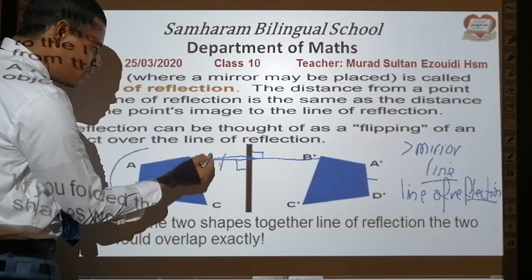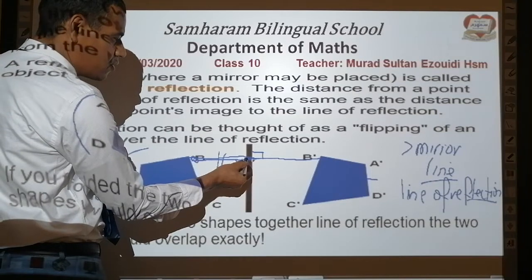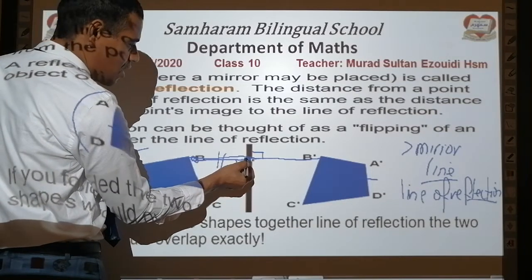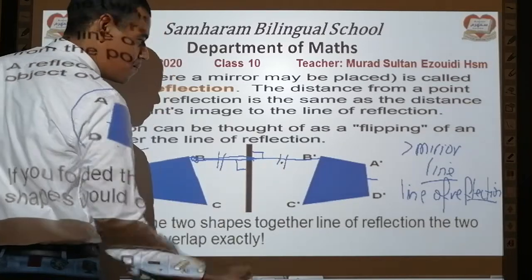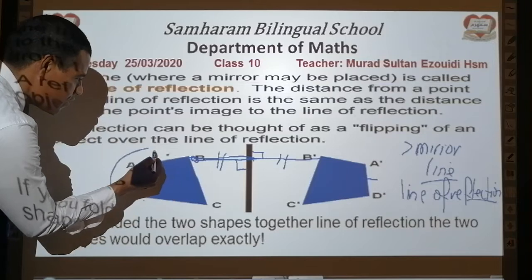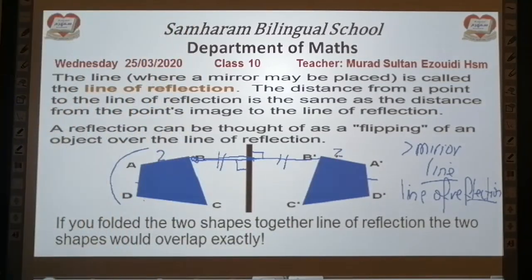What do you think about this distance from the point B to the line? The point that is lying on the line is a fixed point. Why? Because it lies on the line. And these, they are the same. So reflection preserves distances. If this is 2 cm, this also is 2 cm, and so on. So it's the same as the distance from the point M to the line of reflection.